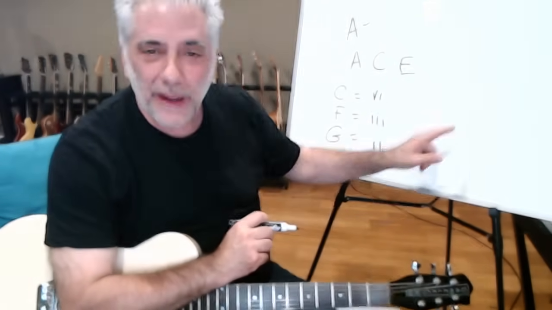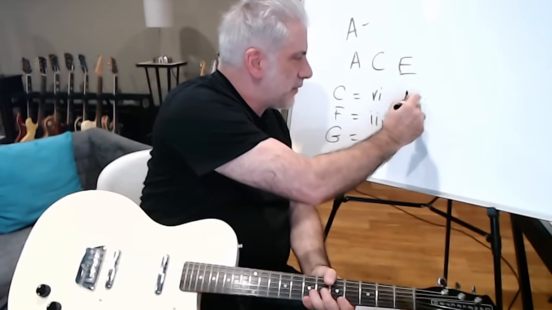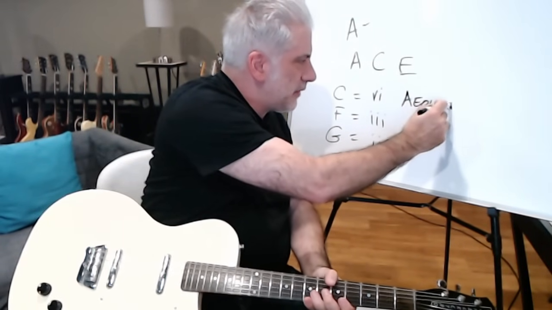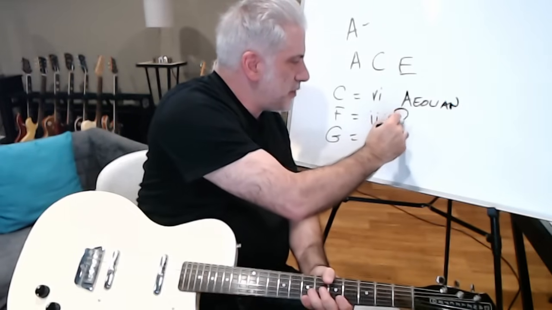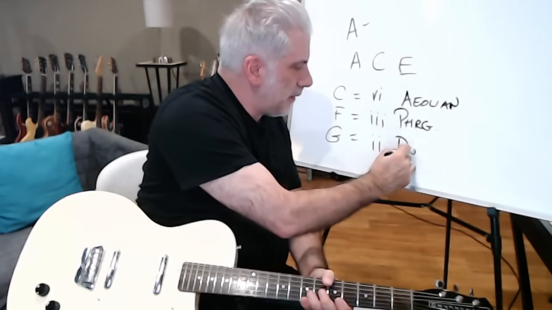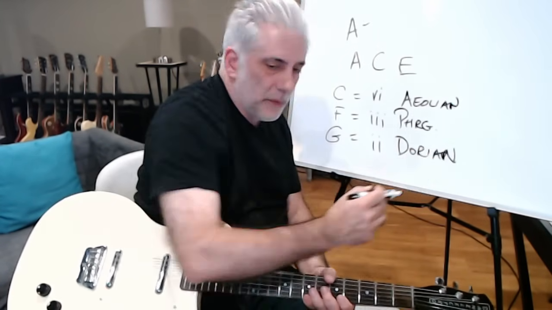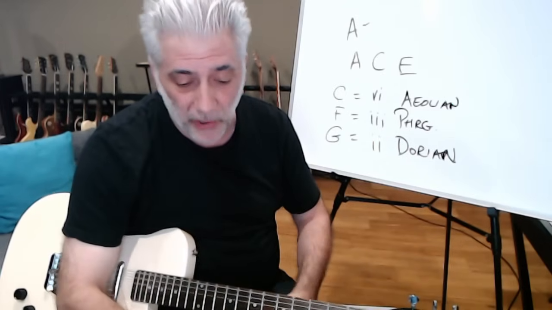Each of these you have a different scale. So the 6th chord requires the Aeolian scale, right? Because that goes with the 6th mode. This is the Phrygian scale, and this is the Dorian scale. Now, you're like, well, when am I going to ever use these scales? Well, in rock, you use them all the time.